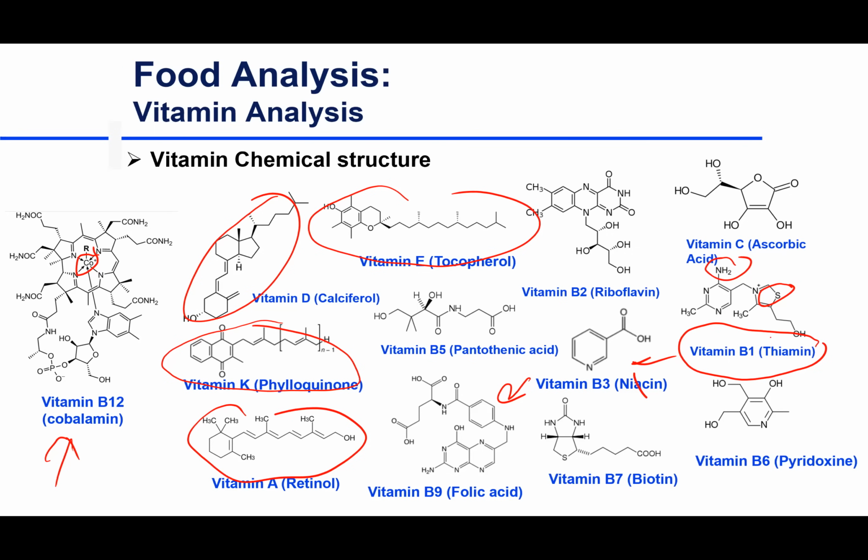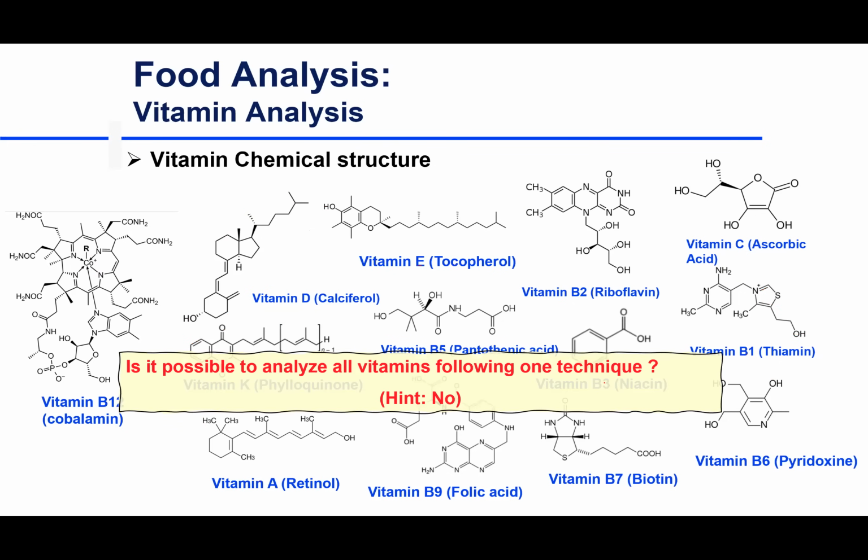Personally, I really hate the B1, B2, B3. I just call them by their name, and most other people do as well, so I encourage you to do that. So that's what they look like. As you can see, they're extremely varied in their structure, which then makes sense given that their metabolic function is extremely different.